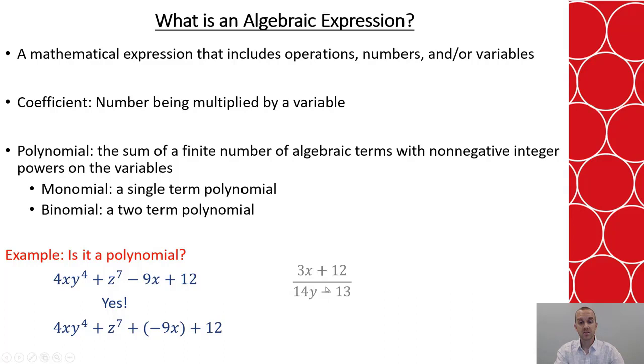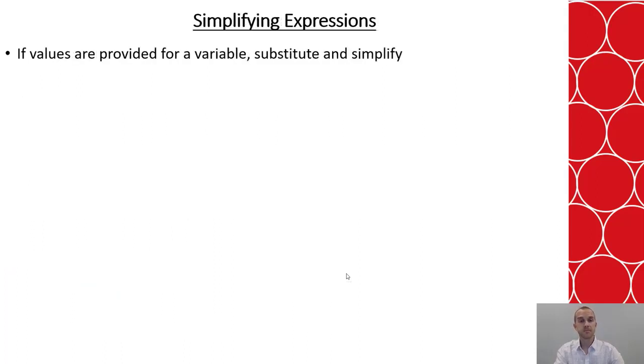Now compare that to the quantity 3x plus 12 divided by the quantity 14y minus 13. Here, that has division between the two expressions. Therefore, that's not a polynomial. It is still an algebraic expression.